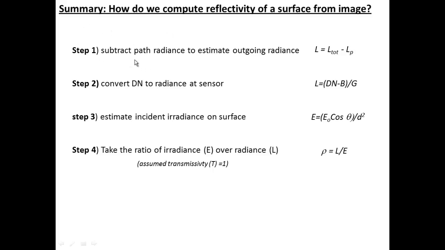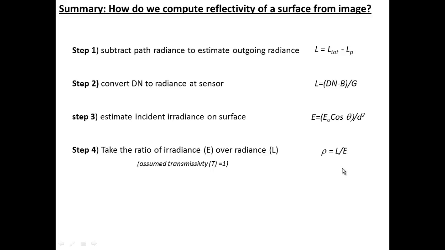in the last video, we started out by subtracting path radiance to estimate outgoing radiance, L. Then, what we're going to do now, the first step, is to convert the digital numbers to radiance using the radiometric response function. Then ENVI will estimate the incident irradiance using the equations we just went through. And once we have L and E, we'll take their ratio to get the reflectance.